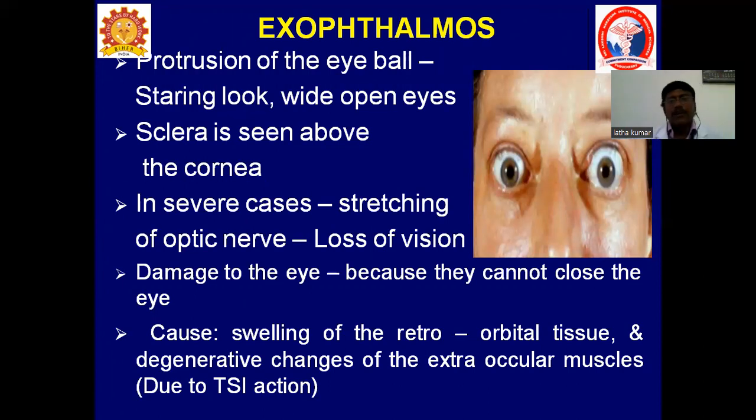And exophthalmos, protrusion of the eyeball. The eyeball will come out a little bit from the orbit. A strange look, wide open eyes, sclera is seen above the cornea, and in severe cases, stretching of the optic nerve and loss of vision. Damage of the eye occurs because they cannot close the eye.